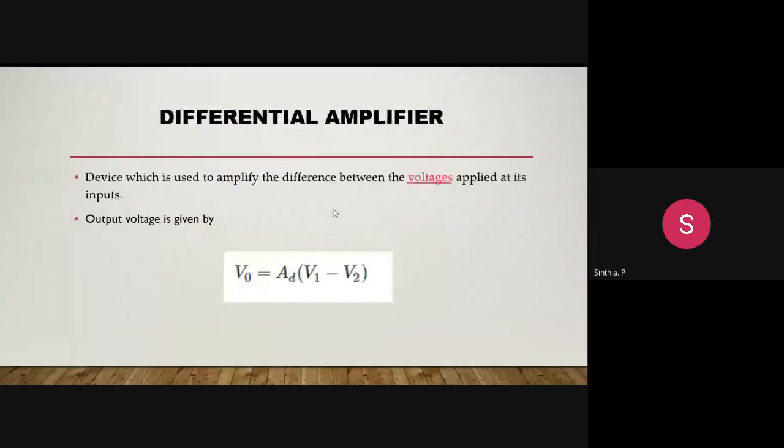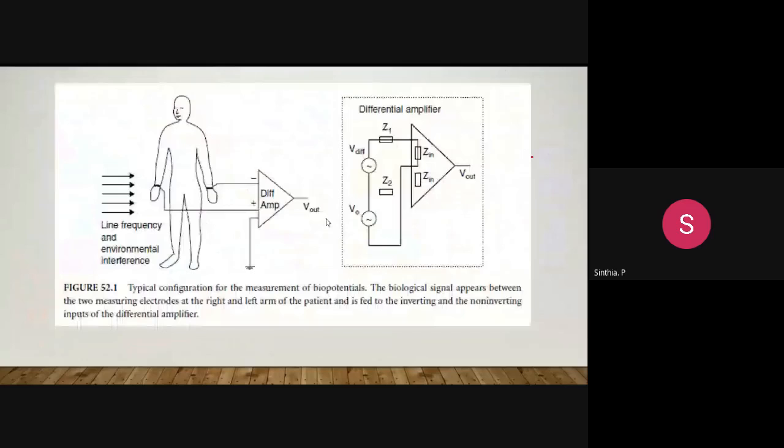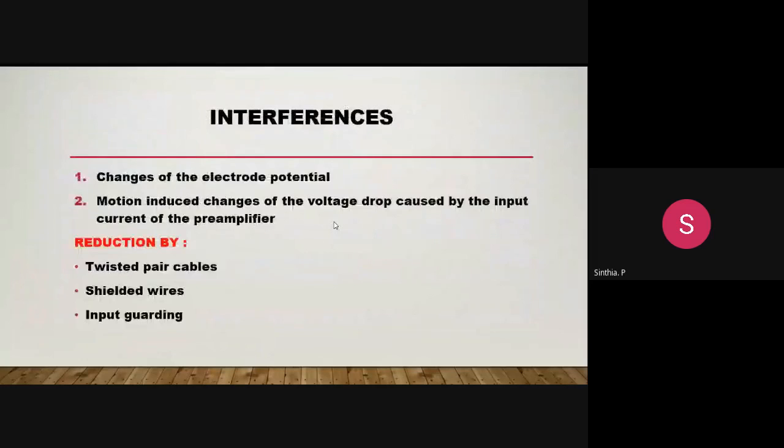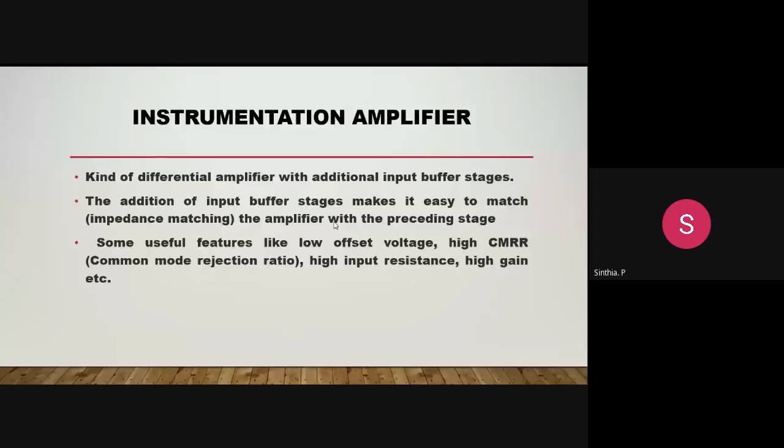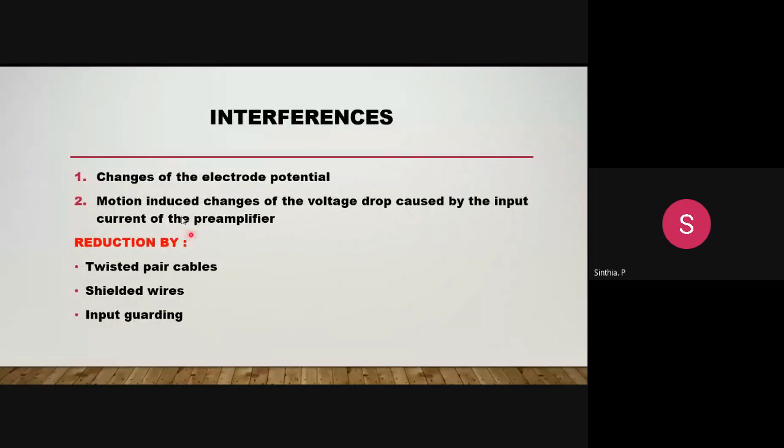So this is about the differential amplifier that is used in the amplification stage. Next we will see about the interferences. What are the interferences caused in the differential amplifier? This is the most critical part in measuring the biosignals. This may be due to the contact between the electrodes and the biological tissue. Both the electrode offset potential and the electrode tissue interface are subject to changes due to movement, that is the artifacts. Here we call it the artifacts.